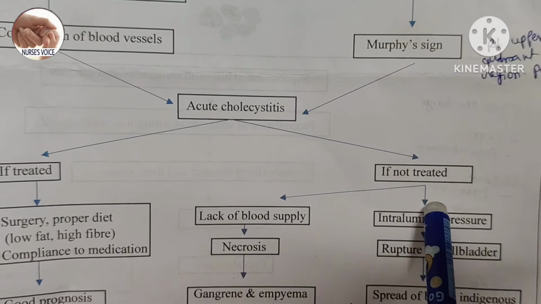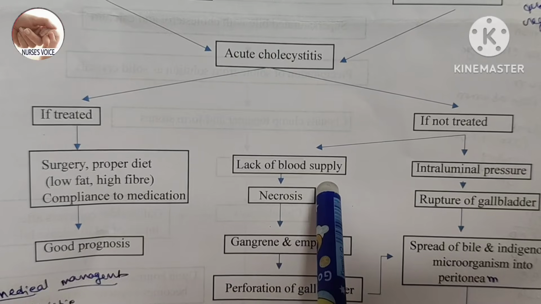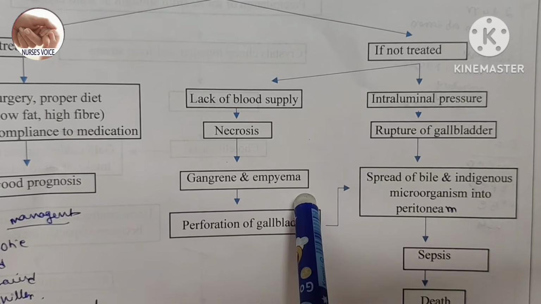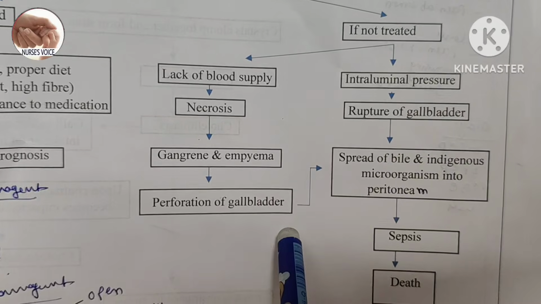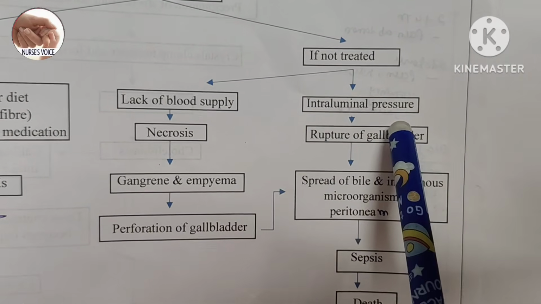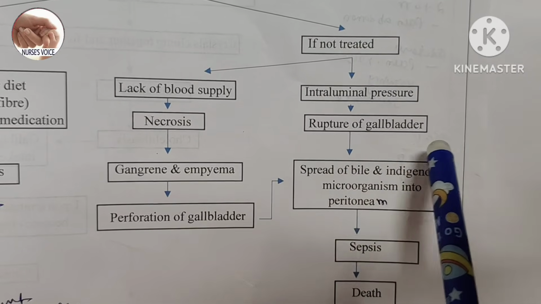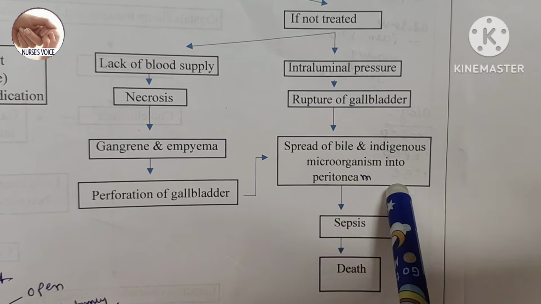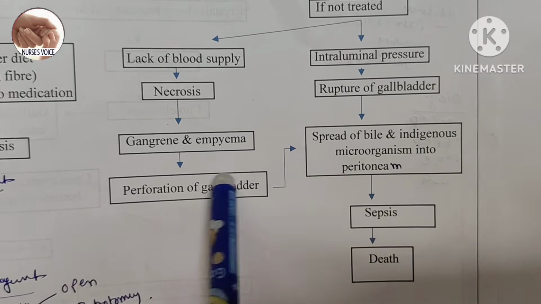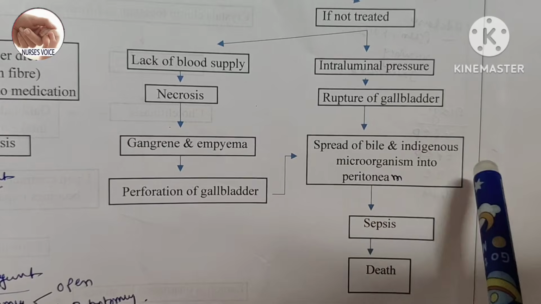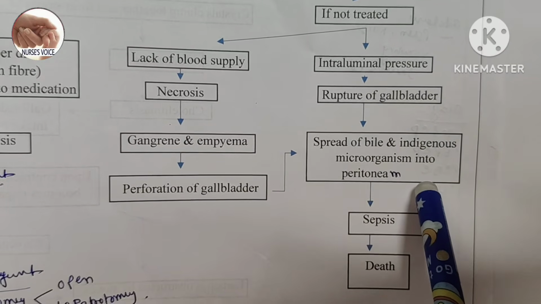And if not treated, then due to lack of blood supply, necrosis occurs, and then gangrene, empyema and perforation of the gallbladder. And if not treated, the intraluminal pressure also increases, and rupture of the gallbladder occurs, with spread of bile and indigenous microorganisms into the peritoneum, and perforation of the gallbladder. This also causes the spread of bile and indigenous microorganisms into the peritoneum.